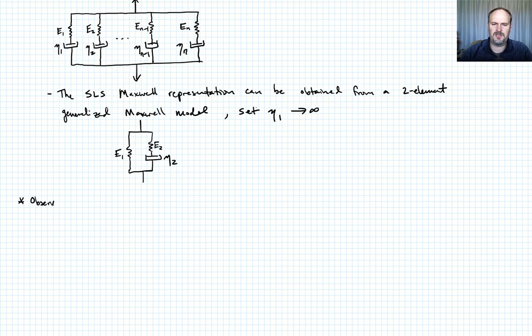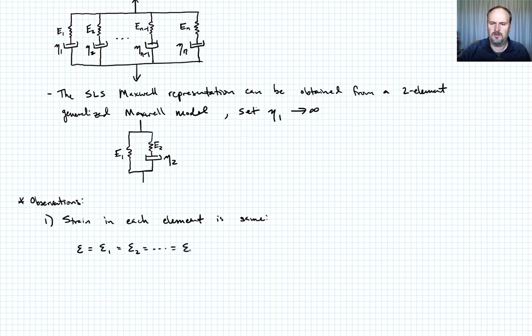These are observations of the generalized Maxwell model. Number one, the strain in each element, element 1, 2, up to n, is the same. So what that means is that we can write that epsilon, the strain in the entire generalized model, is the same as the strain in the first element, which is equal to the strain in the second element, which is equal to the strain in element n minus 1 and the strain in the nth element. Let's call that equation 1.